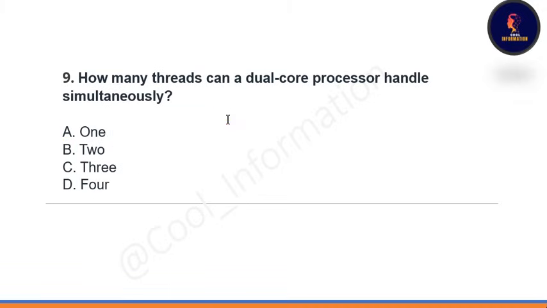Next question. How many threads can a dual-core processor handle simultaneously? Option A is 1, 2, 3 or 4. Correct option is option B, which is 2. Two threads can a dual-core processor handle simultaneously.